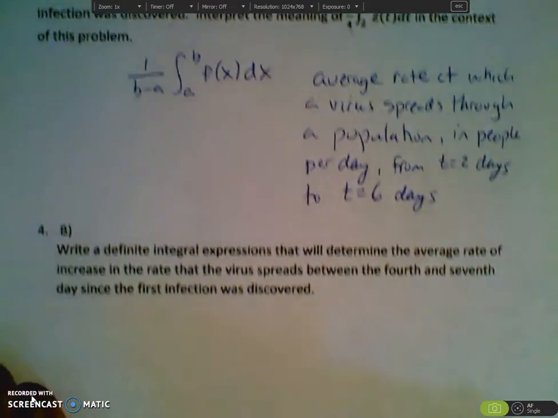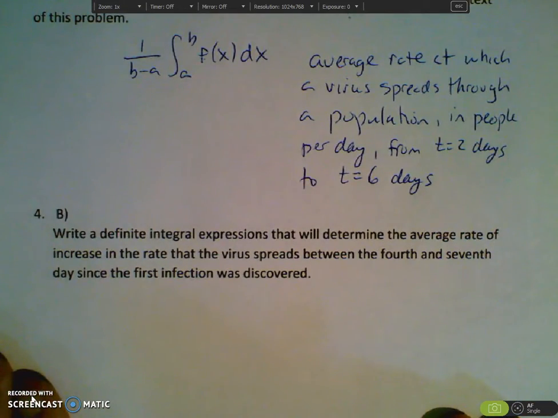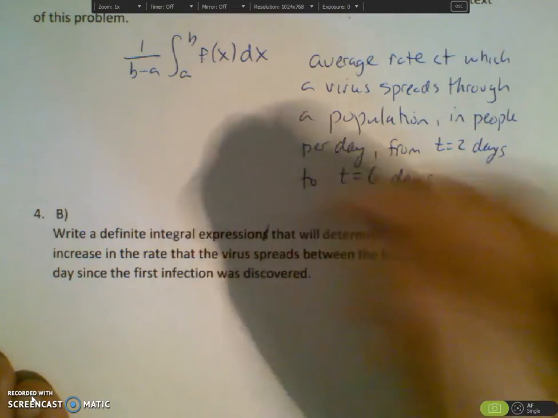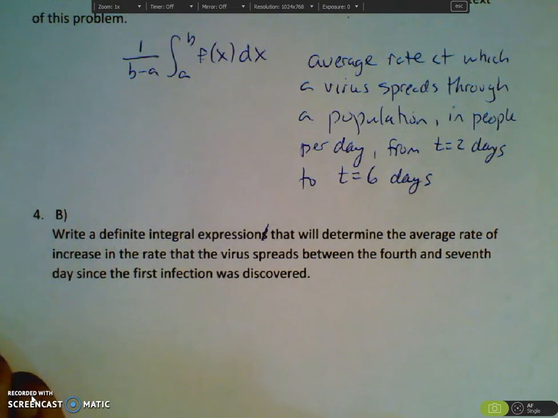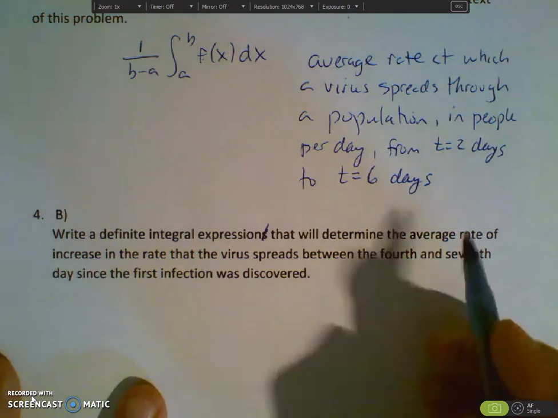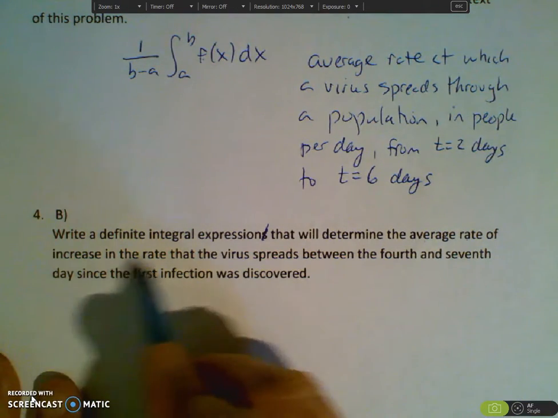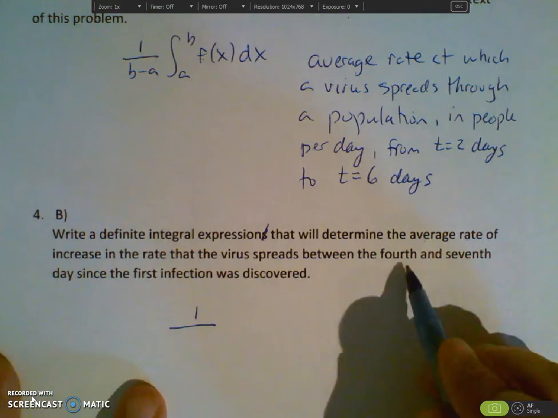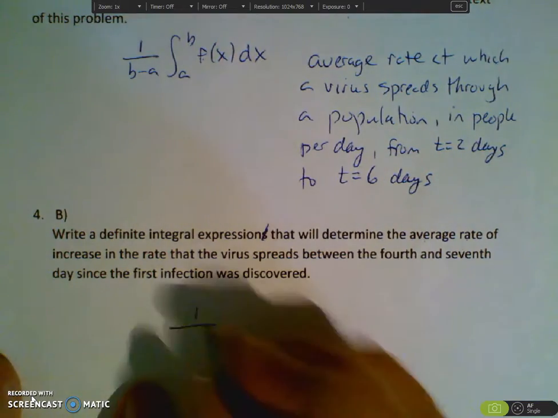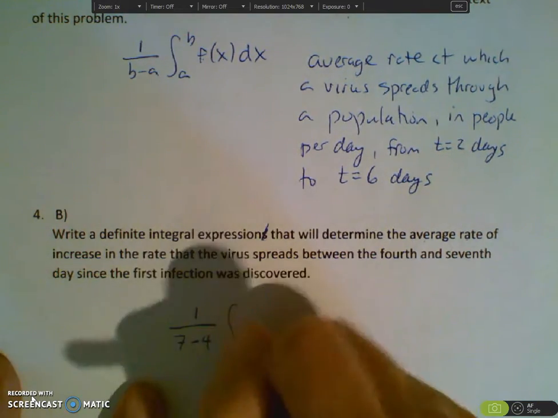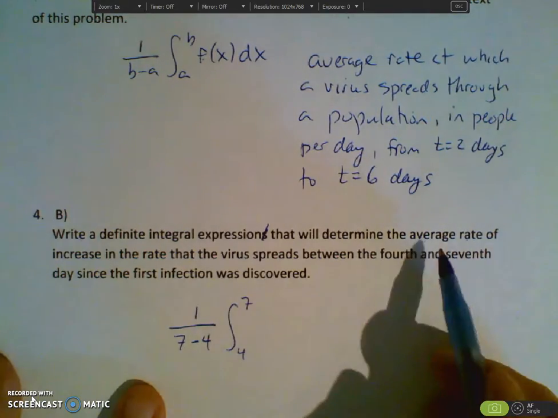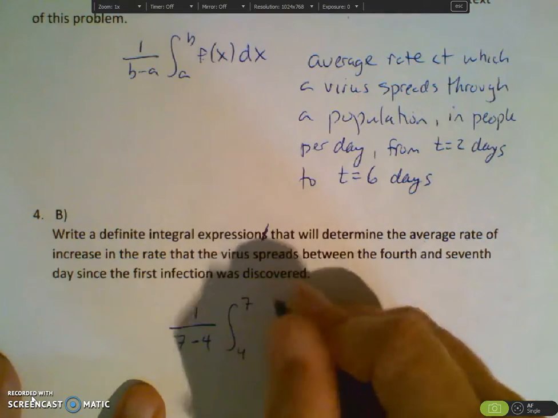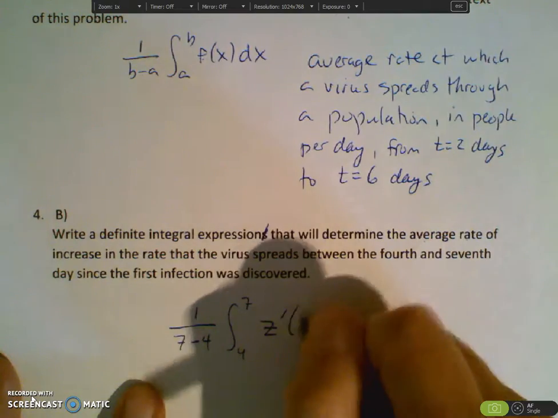Here's a follow-up question. It says to write a definite integral expression that will determine the average rate of increase in the rate the virus spreads between the 4th and 7th day since the first infection was discovered. So, I'm looking for the average rate of increase in the rate. To find an average, I know I should be using my average value integral, and it says between the 4th and 7th day. So, integral from 4 to 7. And because I want the rate, I need to take the derivative. So I'll have z prime of t dt.